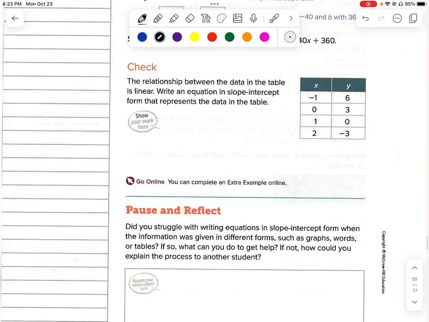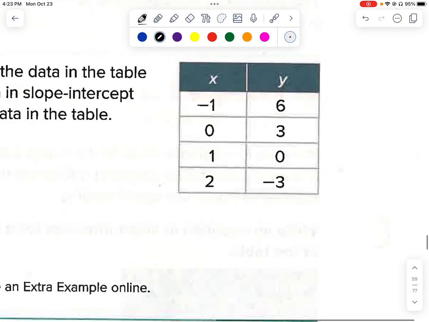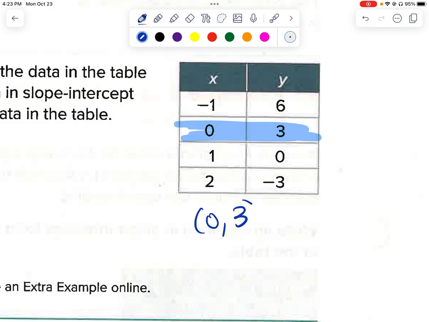Already did that. Okay, again, they're very nice to you. They give it 1, 0, 3. They give it to you. So that means that my point is 0, 3. Now I have to find my slope.